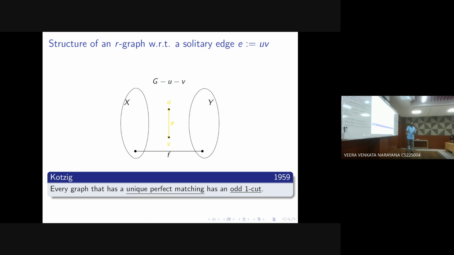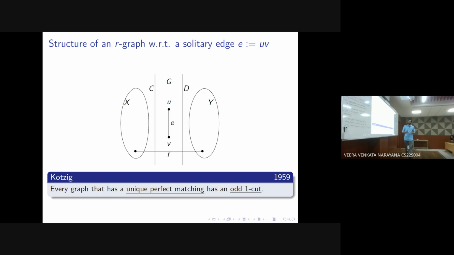By that result, it has an odd 1-cut. So this is our odd 1-cut. That means this set is odd and this set is also odd. Okay, so let's put our u and v back. Can we argue the sizes of these cuts, C and D? Do we know anything about the size of cut C and the size of cut D?